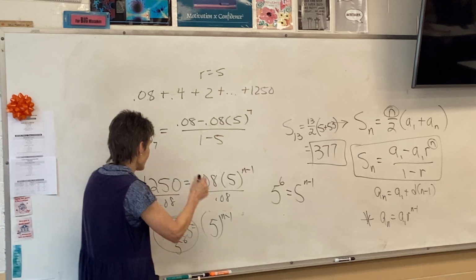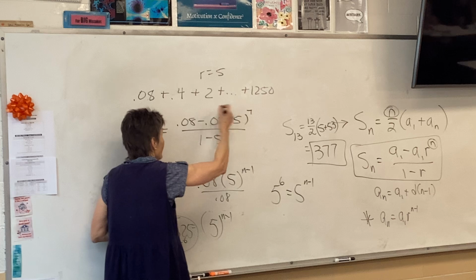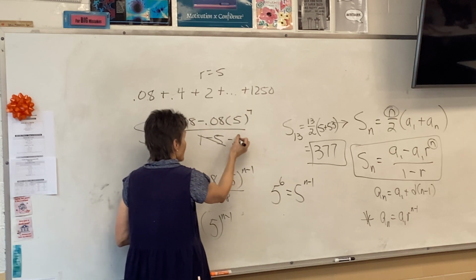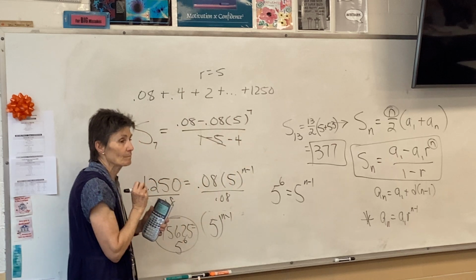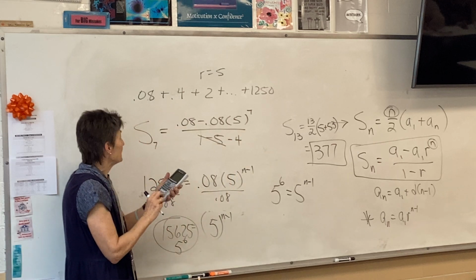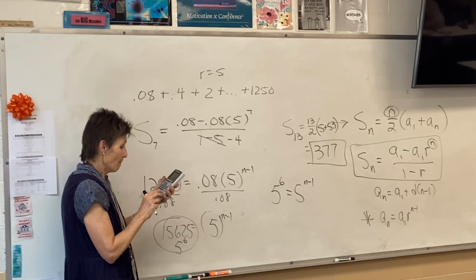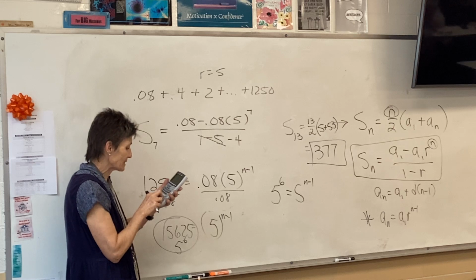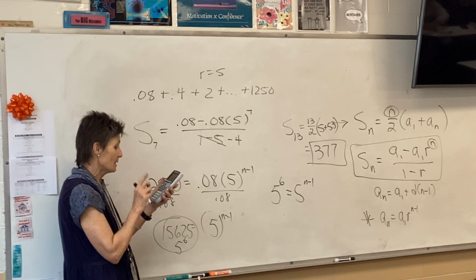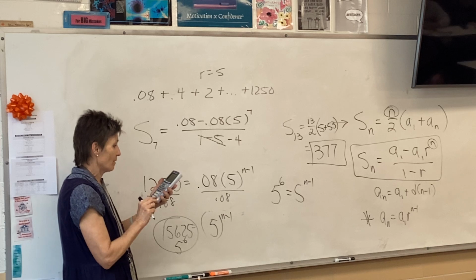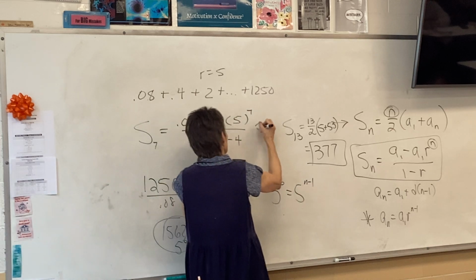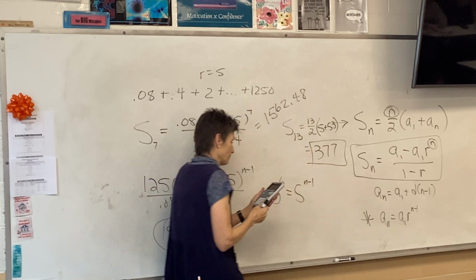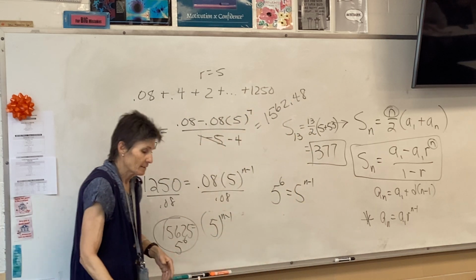Okay, now let's type this into our calculator. And again, I do this first. So 1 minus 5, I'm going to make that negative 4. All right? 0.08 minus 0.08 times 5 raised to the 7th equals, divided by negative 4. So did you get, Jordan, 1,562.48? Yes. That is the answer.